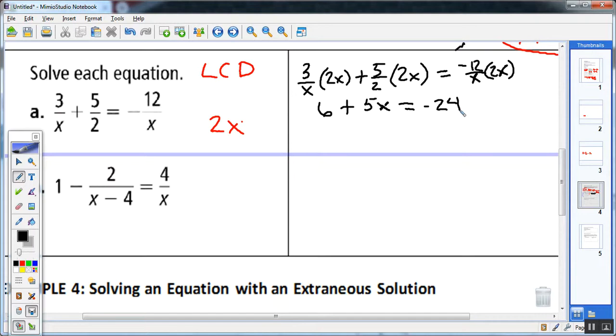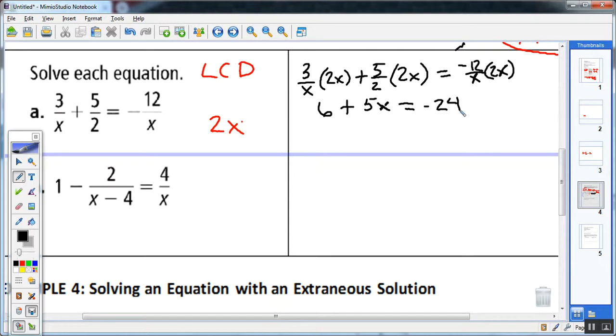Least common denominator makes the denominator do what, kids? Makes it go away. I don't care what the expression is, it makes it go away. Now, why did I have to use least common denominator here? Well, there were multiple fractions on the left. Okay? So, is that pretty easy to solve now?